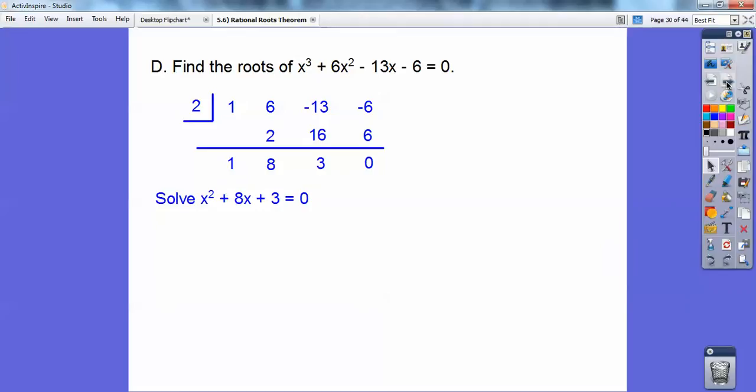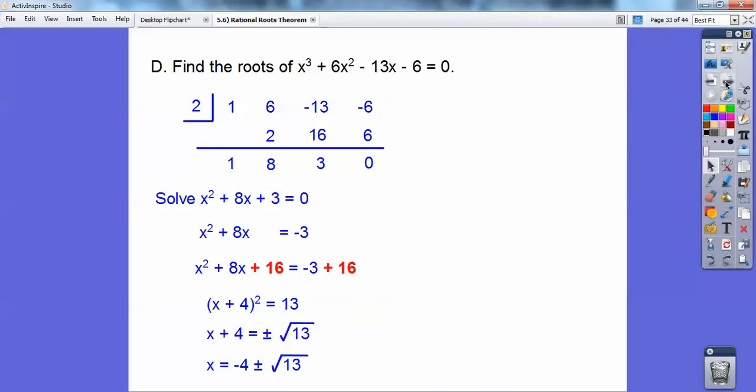Now that doesn't factor. This one's good for completing the square because that's a 1x squared, and that's an even number. So I'm going to subtract 3 from both sides. Then I'm going to take half of this number, which is 4, and square that. 4 squared is 16, so I'm going to add 16 to both sides. What that does is give me a perfect square trinomial, which factors to a binomial squared, x plus 4 squared, equals 13. So now I can square root both sides. x plus 4 equals plus or minus the square root of 13, and subtract 4. So here's two answers right here, -4 plus root 13, -4 minus root 13. Don't forget the 2 up there.